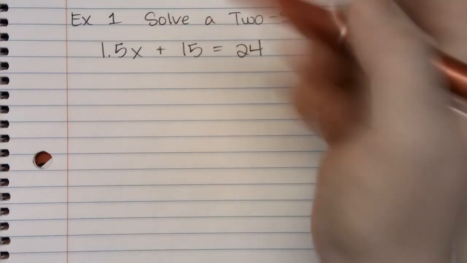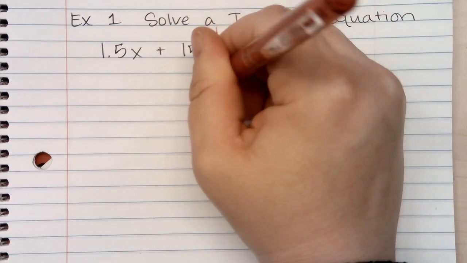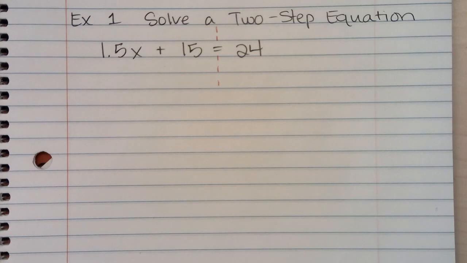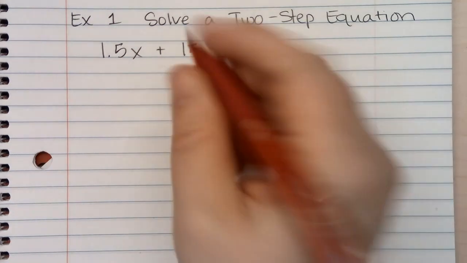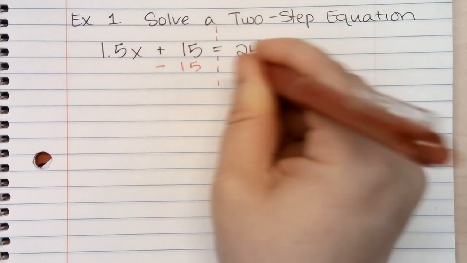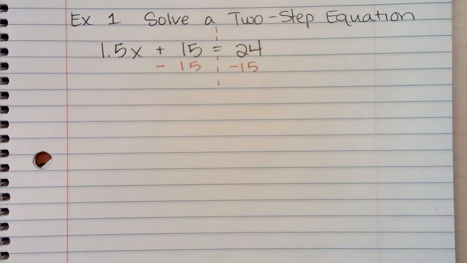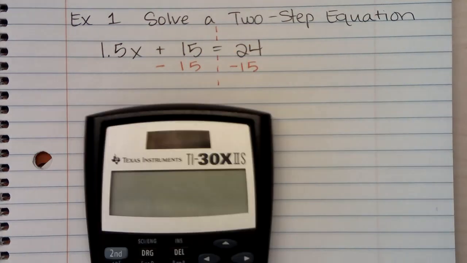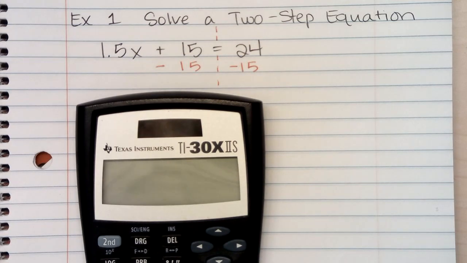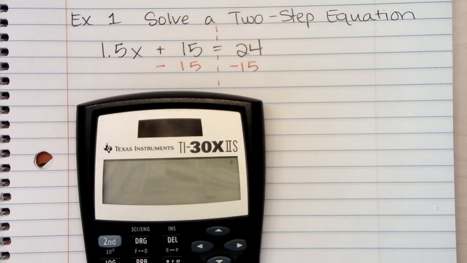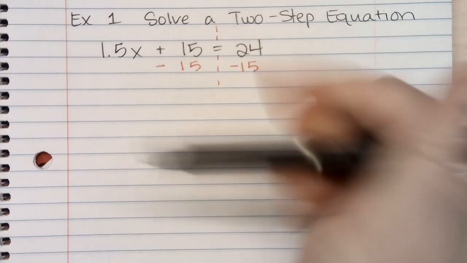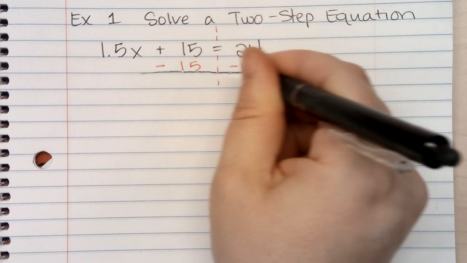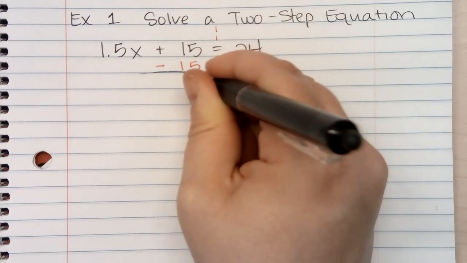So I'm going to make my little train tracks because remember, whatever we do to one side of the equation, we have to do the other side. So the opposite or inverse of plus is minus. So I'm going to subtract 15 from each side. All right, 24 minus 15. You can always use a calculator if you can't do that in your head, which is fine. I'm going to turn on my calculator and do 24 minus 15 equals 9. So I write 9, bring down my equal sign.